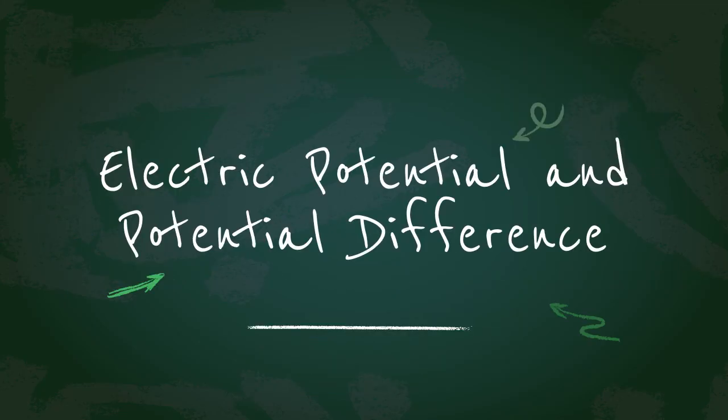Electric potential and potential difference. Basically, again, electric potential is your electric potential energy per unit charge, and your potential difference is the difference between the electric potential at 2 points.